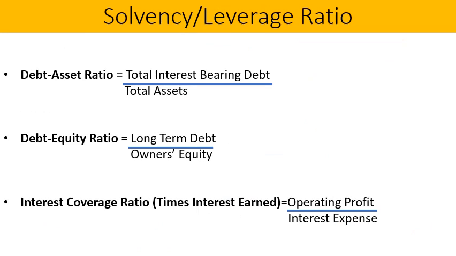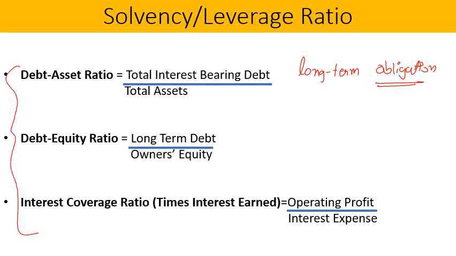Now in solvency and leverage ratio, we look at the long term obligation and we look at three major ratios. Debt to asset, as the name suggests, total interest bearing debt divided by total assets; debt to equity ratio, long term debt divided by owner's equity; and interest coverage ratio, times interest earned, which is equal to operating profit divided by interest expenses. So these three ratios cover the solvency portion, which is the long term obligation portion.